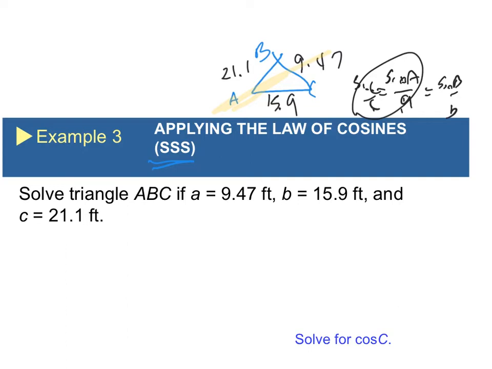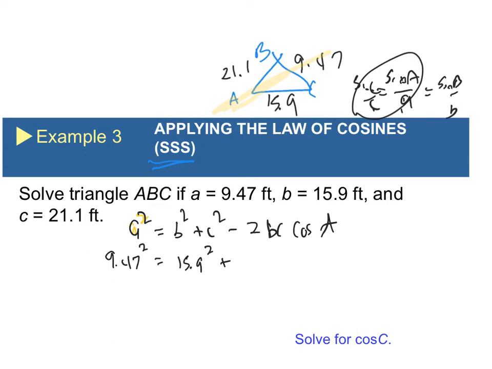Ooh, wait. That's going to be interesting. Let's try it. A squared equals B squared plus C squared minus 2BC cosine of A. A is 9.47. 9.47 squared equals B squared, 15.9 squared, plus C squared, 21.1 squared, minus 2 times 15.9 times 21.1 cosine of an angle that I don't know, A.